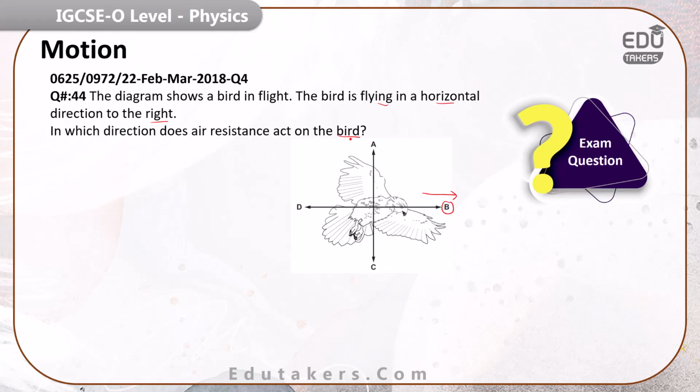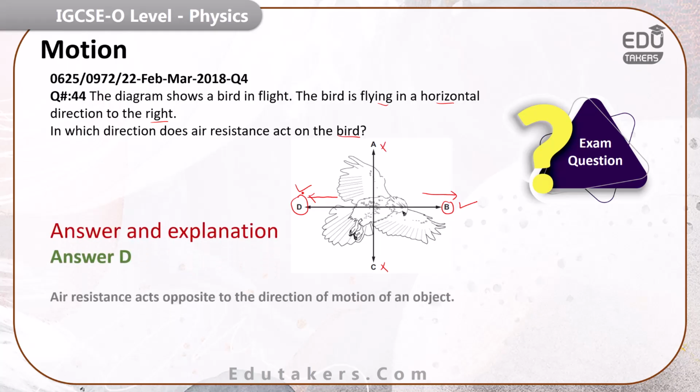You know that the air resistance always acts in the opposite direction to the motion of the object. As this bird is flying in horizontal direction towards B, it means that the air resistance would be acting in the opposite direction, which is D. The air resistance cannot act in the direction A or C, because both of these are perpendicular to the direction of motion of the bird. That's why the only correct one is D.